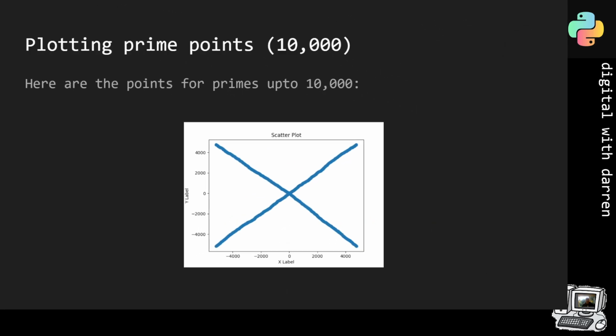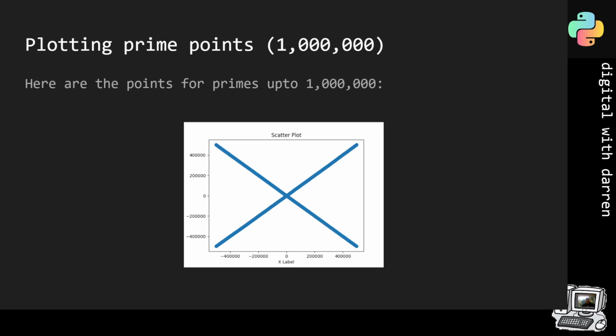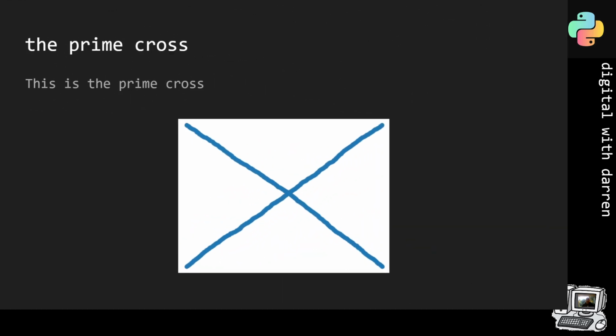10,000 points. Well, this is looking like a cross. 100,000 points. The cross is beginning to look like two complete straight lines. 1,000,000 points. 10 million points. This is known as the prime cross.